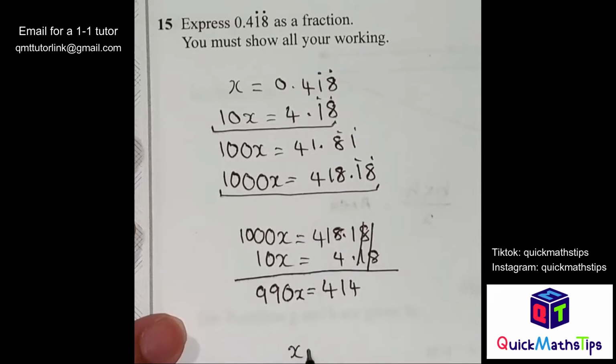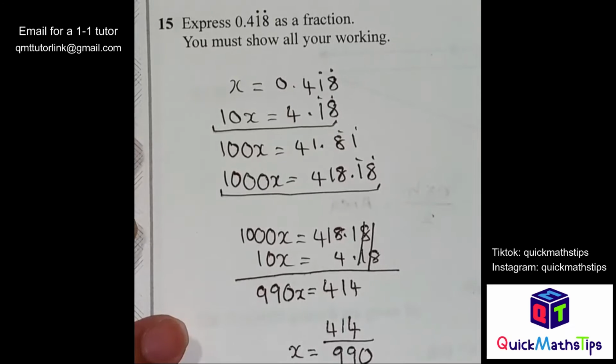I want to make x the subject of the formula, so I divide by 990 on both sides. And I'm going to be left with x is equal to 414 over 990. And that's my final answer. Because this is non-calculator, you don't need to simplify it any further. You can leave it as 414 over 990.